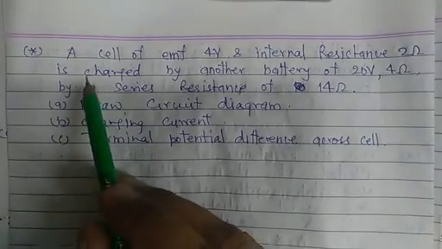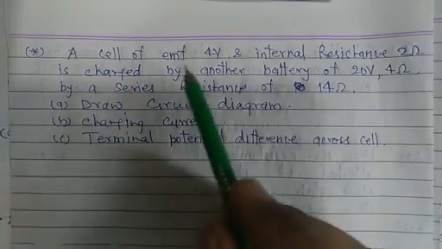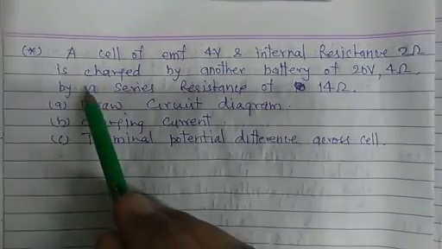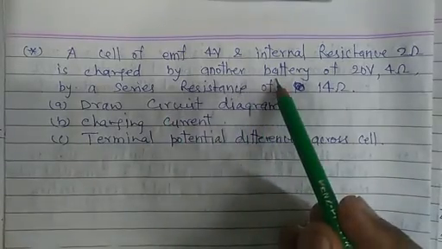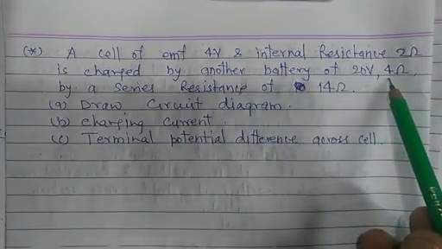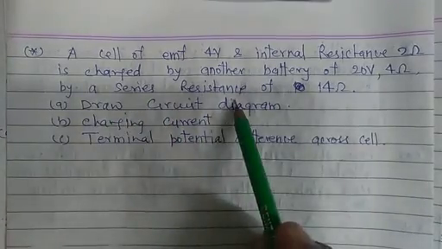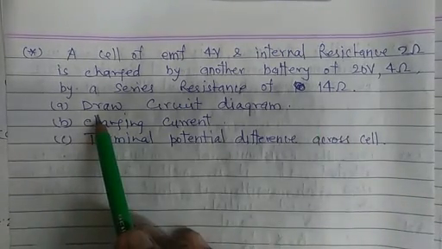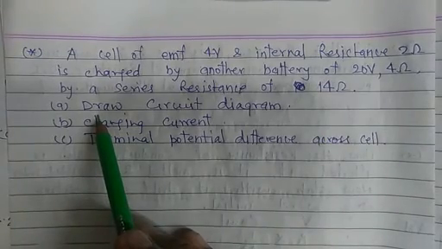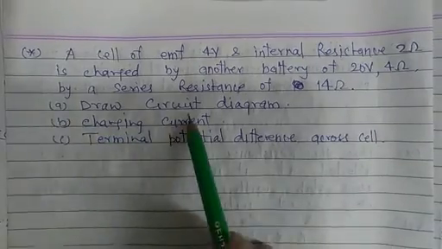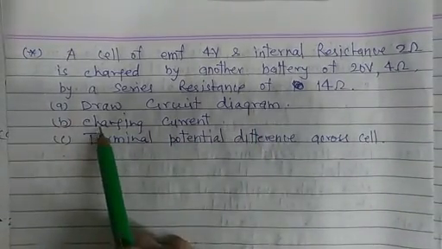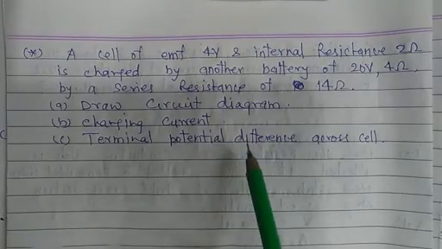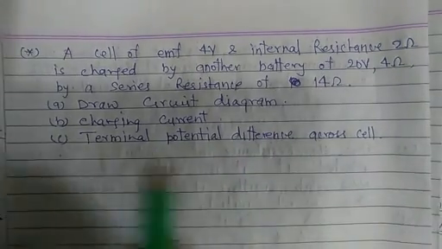Here we have a question. A cell of EMF 4 volt and internal resistance 2 ohm is being charged by another battery of 20 volt and 4 ohm by a series resistance of 14 ohm. So we have to calculate, as well as draw the circuit diagram. We have to calculate the charging current and the terminal potential difference across cell. Let's see how we can solve this question.